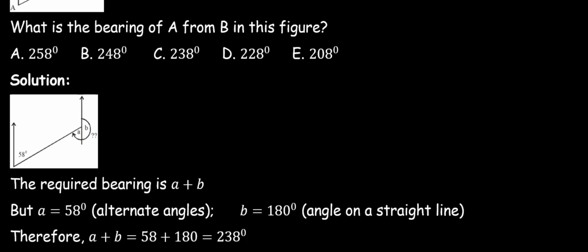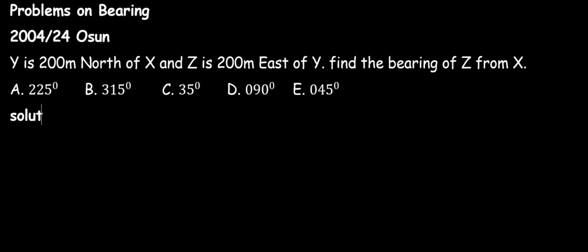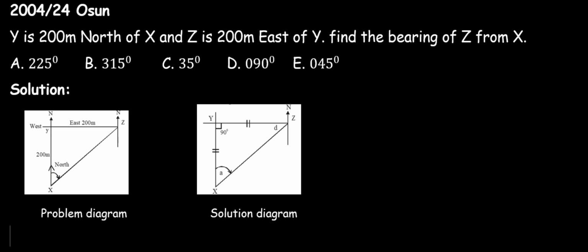Next, we treat more problems on bearing. Y is 200 meters north of X, and Z is 200 meters east of Y. Find the bearing of Z from X. The options are given. Solution. From the two diagrams shown, we have the problem diagram, which is a direct interpretation of the problem given, that Y is 200 meters north of X and Z is 200 meters east of Y. Now from the solution diagram, we have the bearing of Z from X is A.